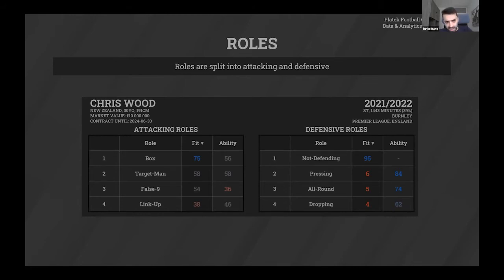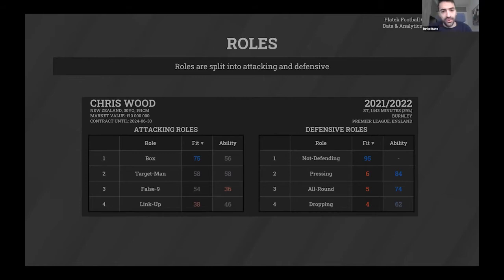But in this case, I want to show an example why we made the split. If you have a box striker, sometimes you want the box striker playing in a team that also plays in a high press system, then you want him to be good at pressing. But if you are a team that plays with a low block and you are one of the bottom teams of the league, you still want this kind of box striker, but you want him to be good also at dropping back and being involved in the defensive side of the game. So the reason to split these roles is because one attacking role can have several defensive roles attached to it.